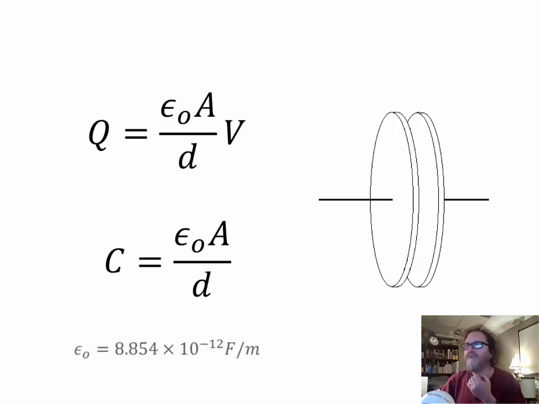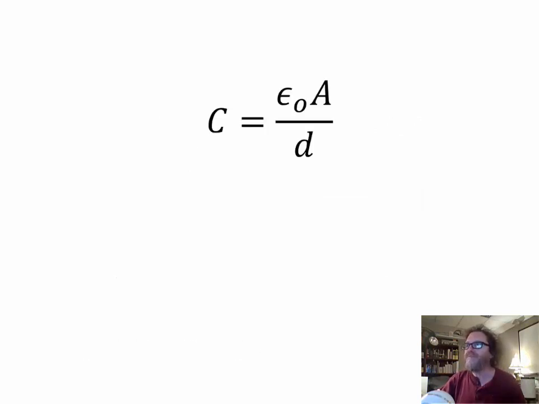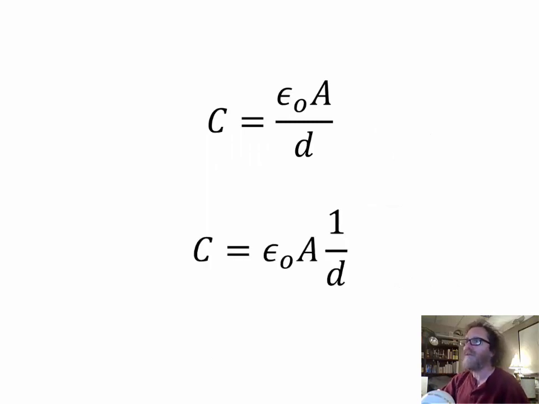Epsilon naught is a constant, right? So that doesn't change either. So this capacitance is dependent on D, and you can write it like this. The capacitance is epsilon naught A times 1 over D, which means the capacitance is proportional to the inverse of the distance between them. What you're going to do in this exercise is you're going to use this simulated capacitor, vary the distance between them, and for a bunch of distances measure the capacitance.